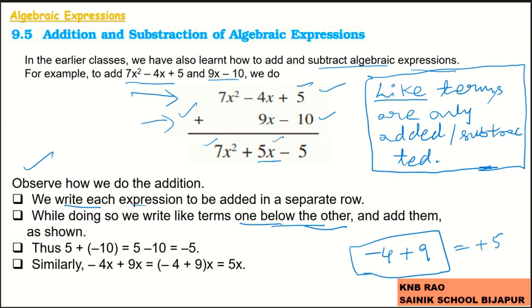So plus 5x. Now this plus 5 and minus 10, on simplification you get minus 5. So this 7x square plus 5x minus 5, this trinomial, is the resultant, or it is called the sum of these two algebraic expressions. So children, very important. With one more example I will explain this concept.